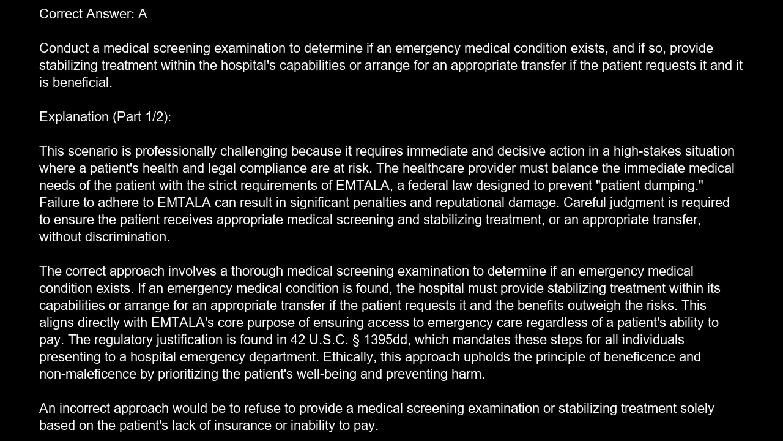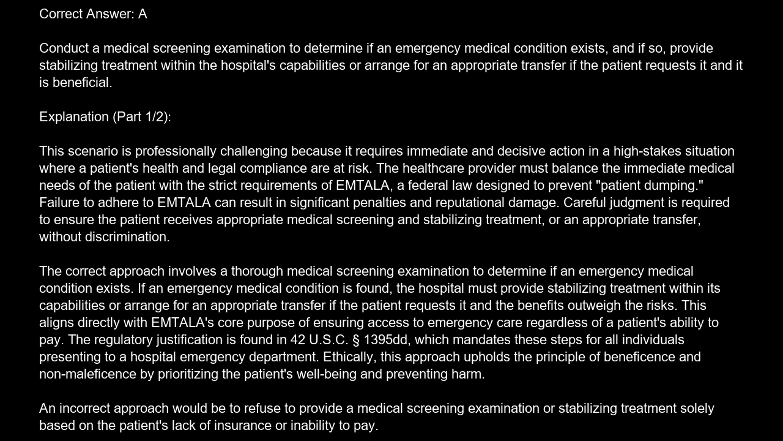Correct answer is A. Conduct a medical screening examination to determine if an emergency medical condition exists, and if so, provide stabilizing treatment within the hospital's capabilities or arrange for an appropriate transfer if the patient requests it and it is beneficial. Explanation. This scenario is professionally challenging because it requires immediate and decisive action in a high-stakes situation where a patient's health and legal compliance are at risk.